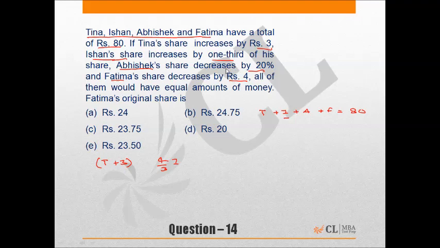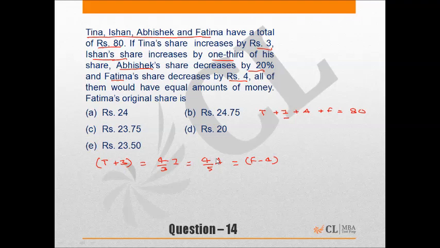Abhishek's share decreases by 20%. So it means it becomes 4/5 of his original share. So if original share was A, it becomes 4 by 5 of A. And Fatima, her share decreases by 4. Fatima minus 4. And all of them would be equal. Till here it is perfectly fine.